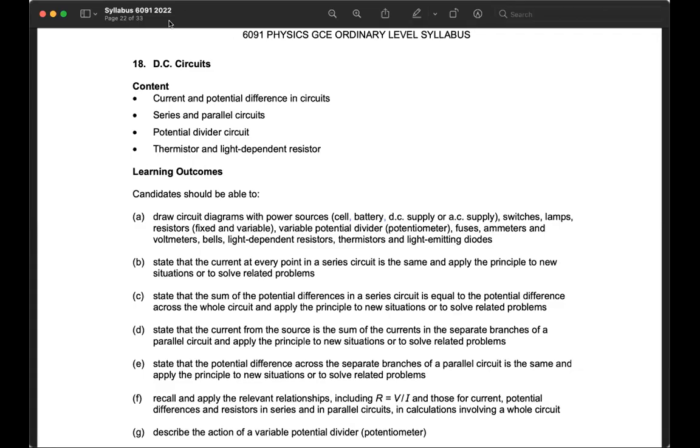Take a look at this. This is the syllabus. Mainly we are going to talk about the differences in the current and PD in circuits, and how they are different in series and parallel. You're also going to learn about new things called the potential divider circuit, as well as the thermistor and light dependent resistor. These are the 4 subtopics for this topic.